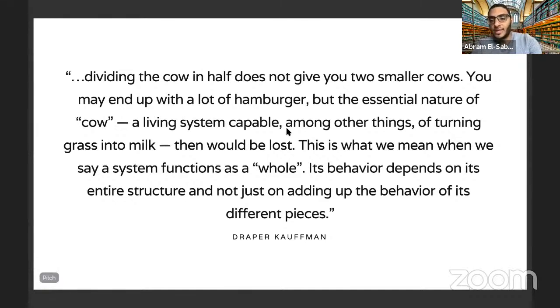And that's what we mean when we say the system functions as a whole. You can't just take a specific organization out of a system and then expect it to behave how it behaves in the system. If anything, the behavior of that organization or that person or that entity depends on the entire structure of the system, and not just 1 + 1 + 1 = 3. And we'll talk a bit about that as well.